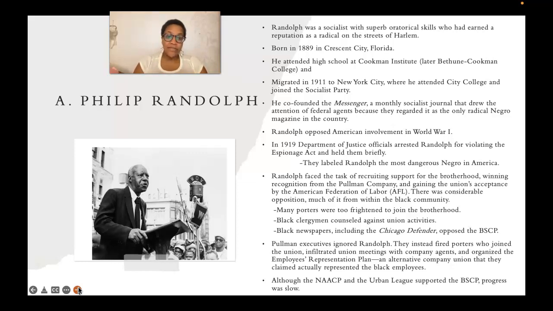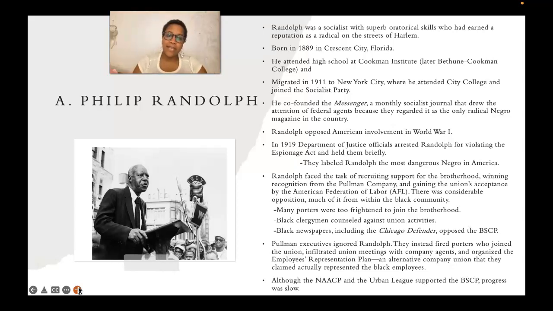And then in 1925, right, when Randolph is organizing for the Brotherhood of Sleeping Car Porters, we see Randolph facing the task of recruiting support for the Brotherhood. He also had to win the recognition from the Pullman Company as a legit union, right? And he also had to gain the union's acceptance by the American Federation of Labor, or the AFL. And so there was a lot of opposition, and a lot of it came from the black community, right?